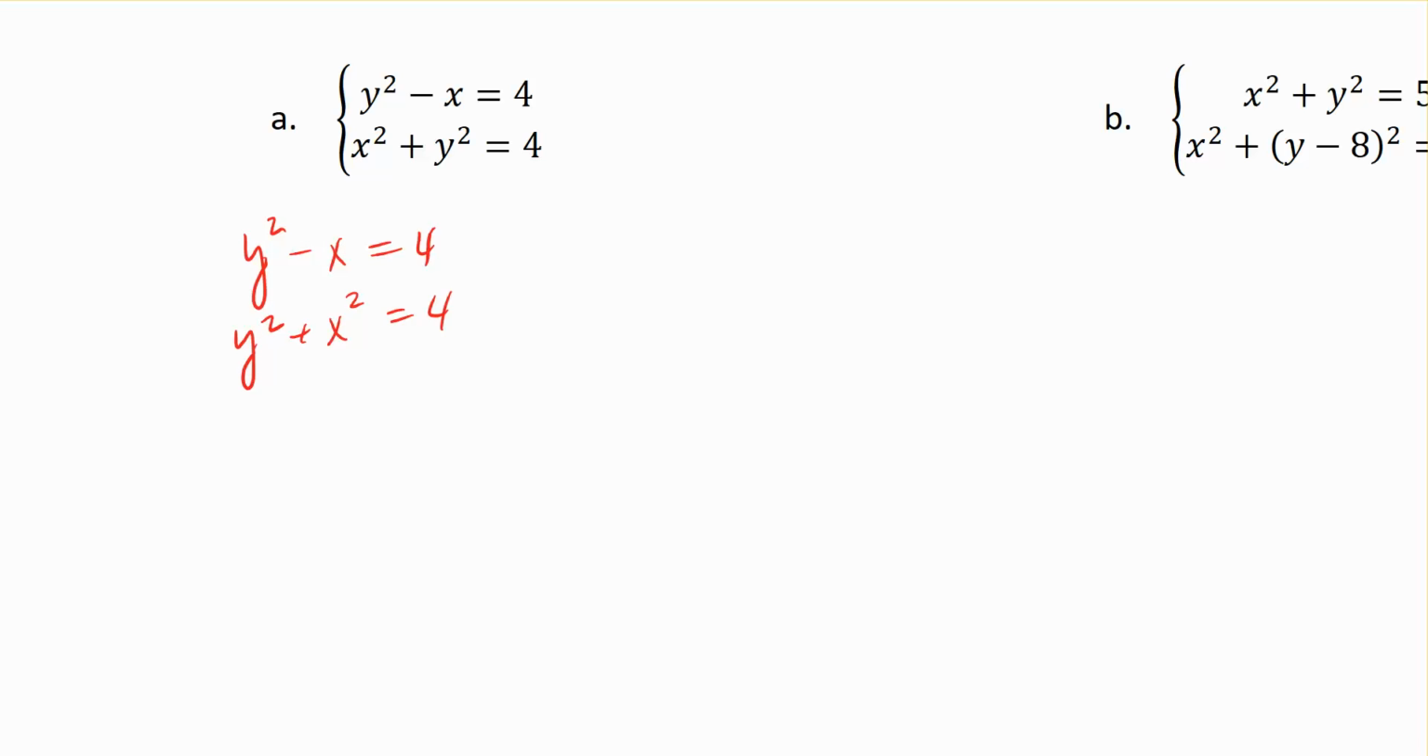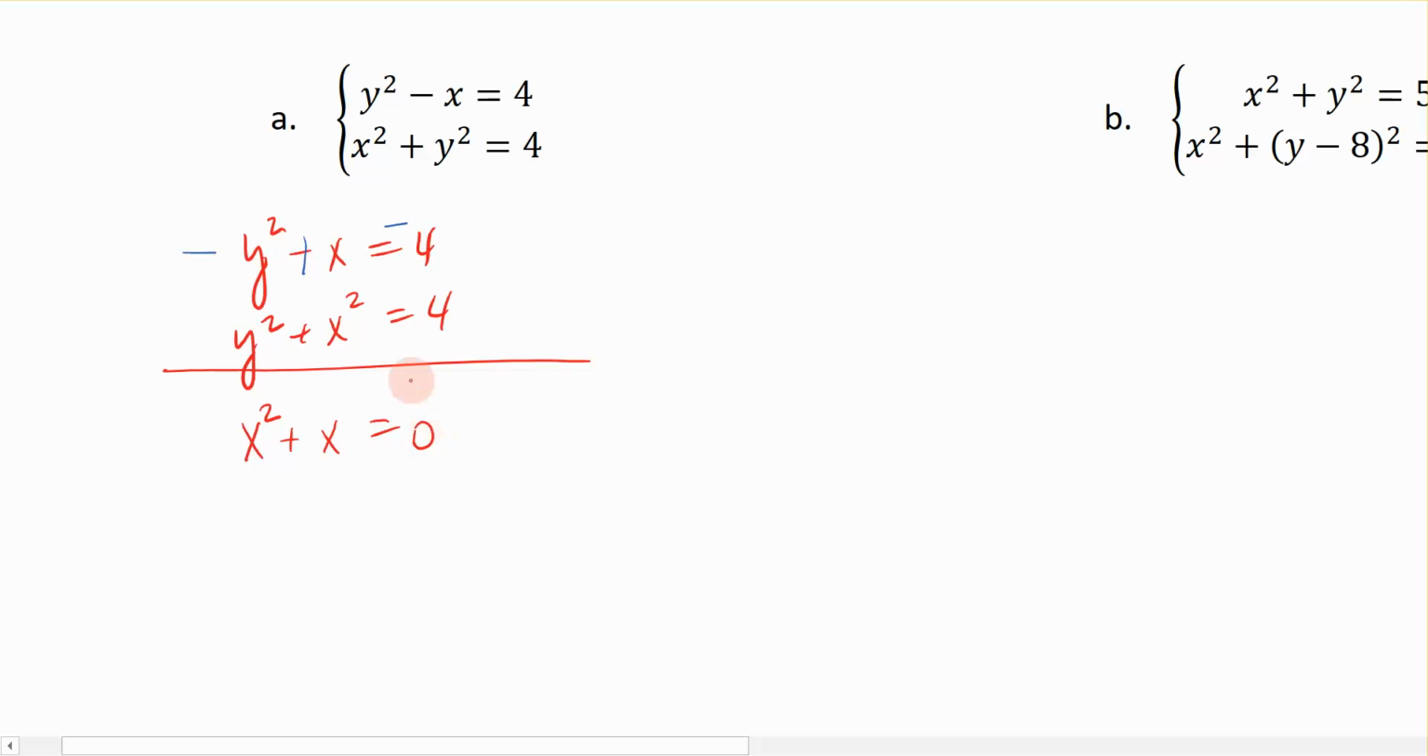So I'm going to take the first equation and multiply by a -1. So I'm going to change every sign in here to the opposite. That's going to allow me to add these two together to get rid of the y squareds. So when I do that, I get x squared. I can't combine that with an x, so I just get x squared plus x equals 0.